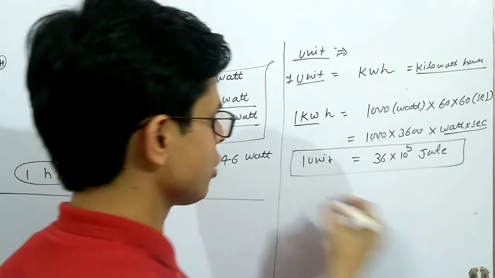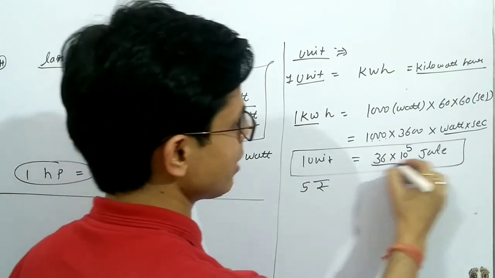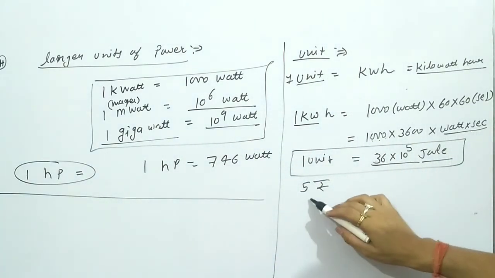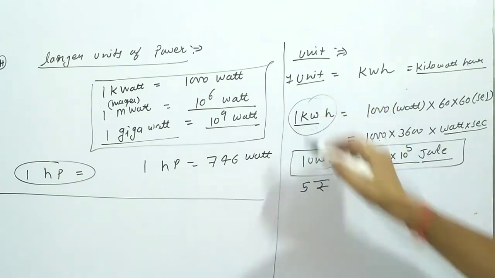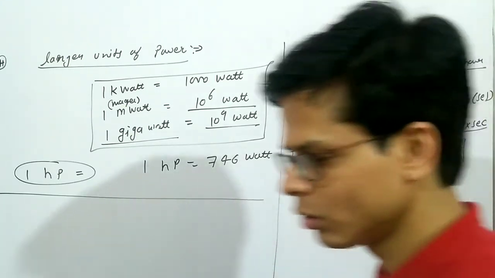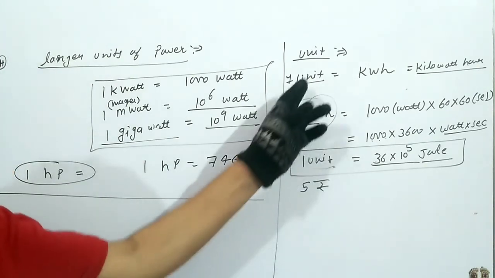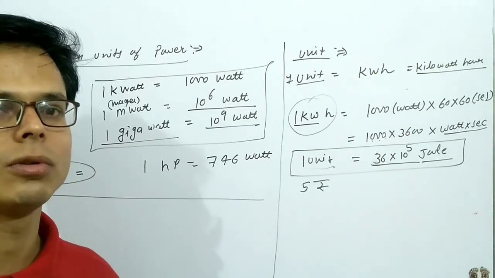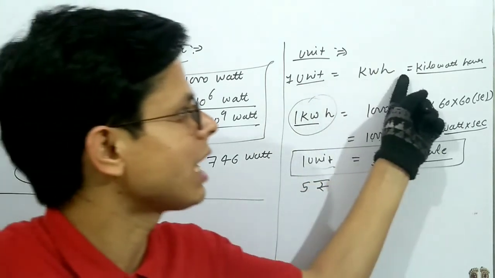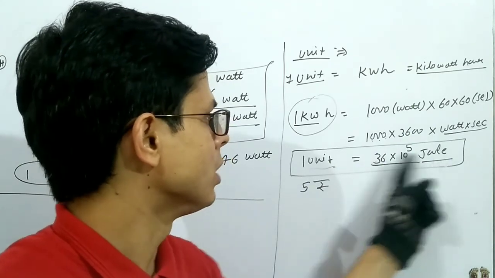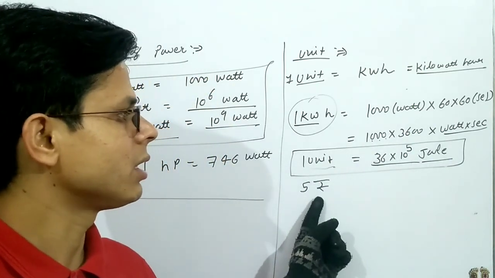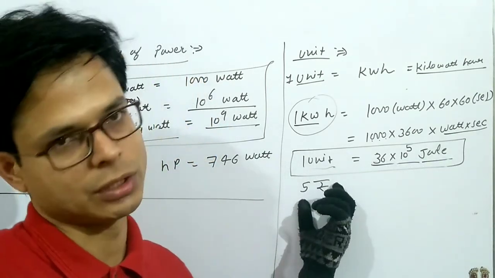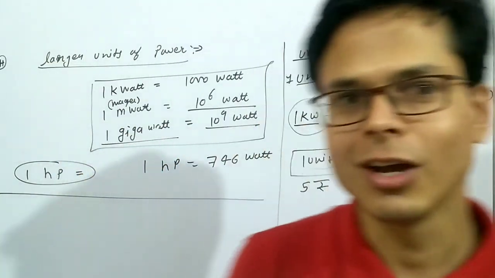That means if we are paying 5 rupees per unit, we are paying 5 rupees for this amount of joules of work. So 1 unit means kilowatt hour. It is the commercial unit of electrical energy. 1 unit equals 1 kilowatt hour, which equals this many joules. Suppose the rate is 5 rupees per unit; that means we are paying 5 rupees for this much energy. Clear? So these are the units of power.